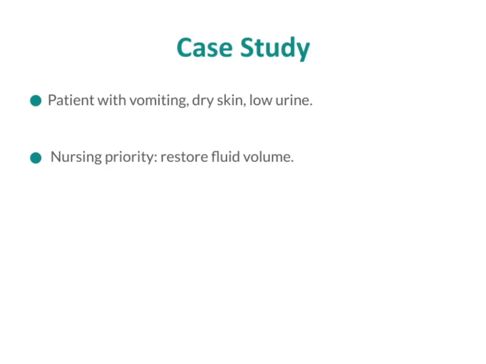Here's a patient showing signs of vomiting, dry skin, and low urine output. These symptoms point to dehydration. Our nursing priority in this case is clear. We need to restore fluid volume quickly and safely. That means careful assessment, timely interventions, and close monitoring to prevent complications. This case reminds us how vital fluid balance is to overall health and recovery.